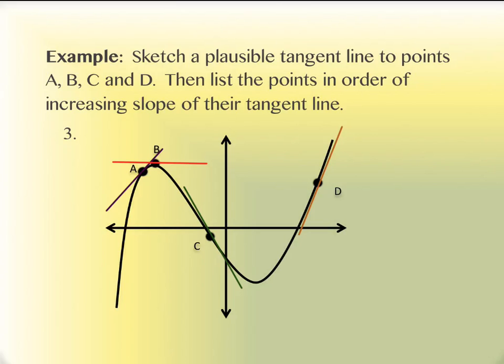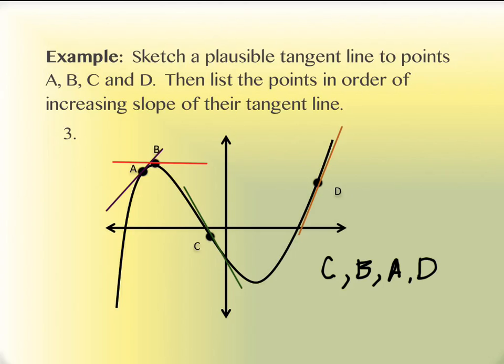So if we're going to put them in order, which one should come first? C, because it is negative. What would be next? B because it's 0, and then A, and finally D because it is the steepest positive slope that we have. All right, any questions on that?